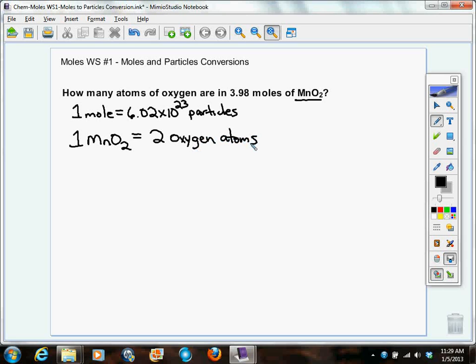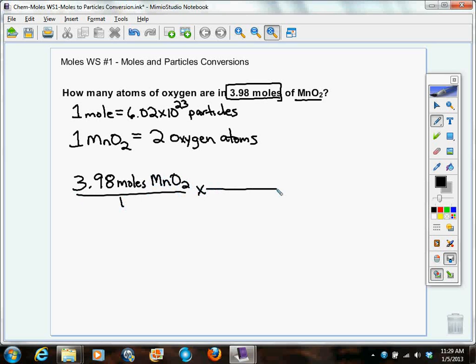So now that I have my equivalents written down, I can go ahead and do this conversion. Always write down what you know first, or what you're given in the problem. What I'm given in the problem is 3.98 moles. So I'm given 3.98 moles of manganese 4 oxide. Nice, put that over 1, because you're going to work with fractions. You always put what you know over 1 here.